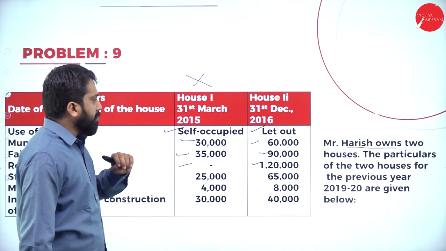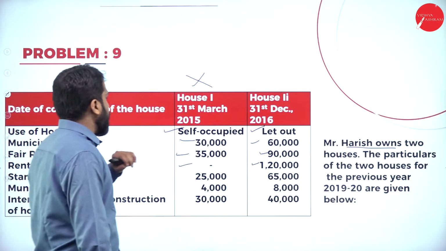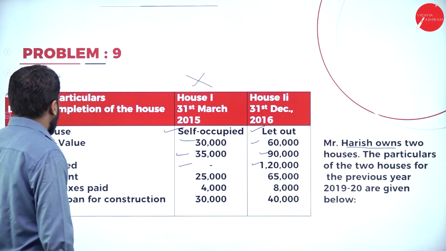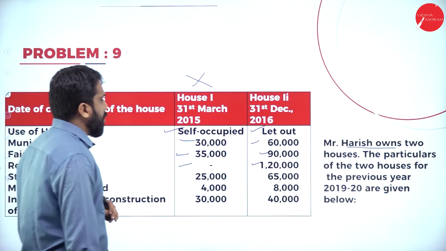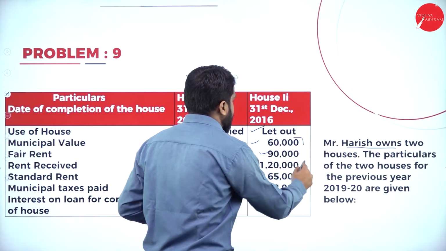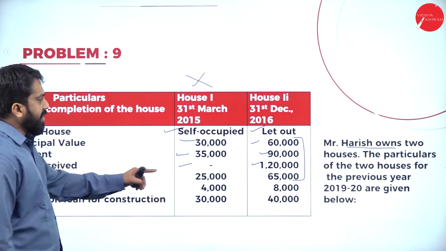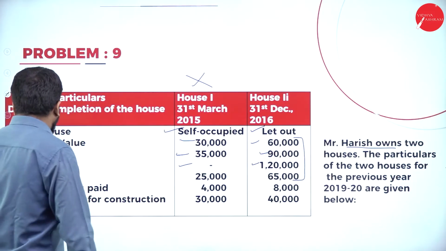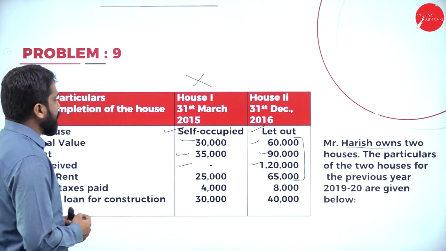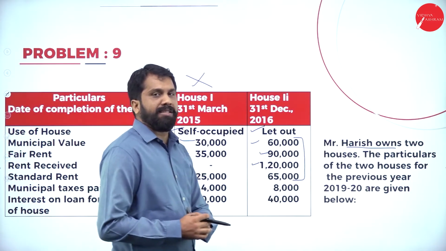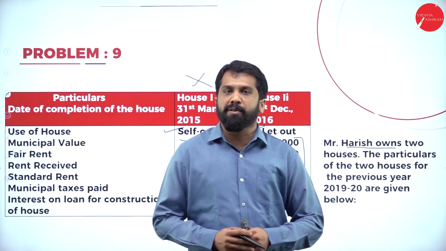Now, we'll come to let out. They have given fair value, municipal value, rent received, standard rent. All four they have given. Now, along with this, municipal tax paid, it is 8,000, and interest on loan for the construction, it is 40,000. These two things are given. We'll go for the answer.